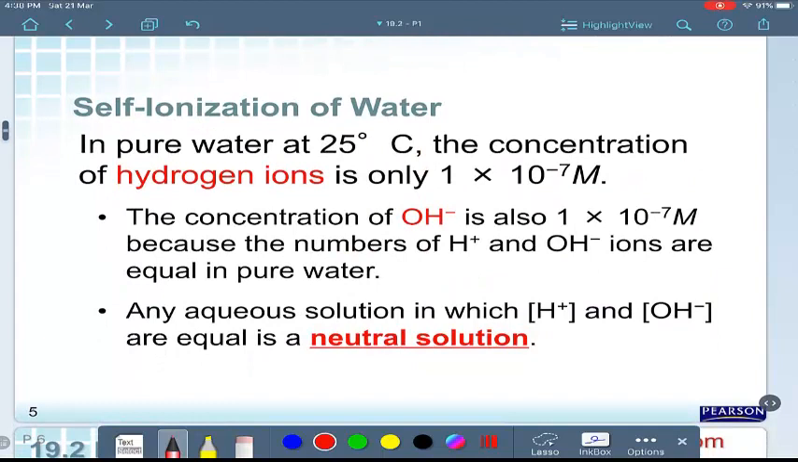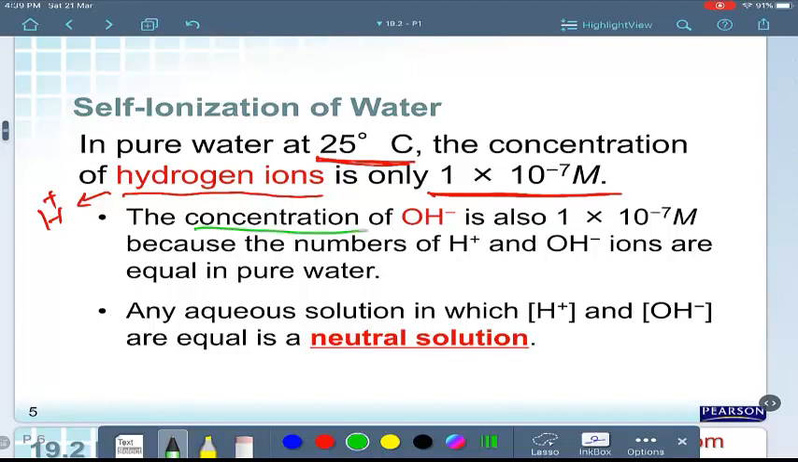Now, if you want to know the concentration of each of them, hydrogen ion and hydroxide, in pure water at normal temperature, which is 25 degrees Celsius, the concentration of hydrogen ion is 1 times 10 to the negative 7 molar. This is for hydrogen, positive. What about the concentration of OH hydroxide ion? Also the same value, 1 times 10 to the power of negative 7 molar.